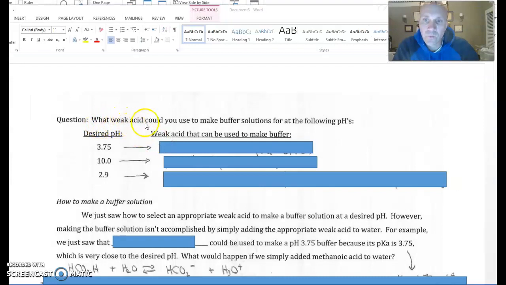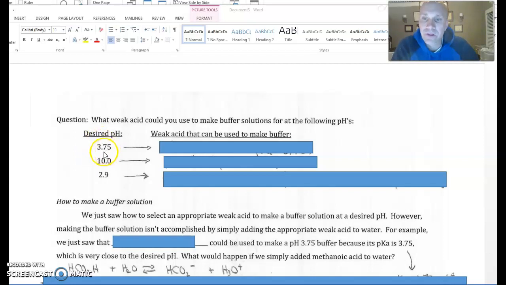So the question is, what weak acid could we use to make buffer solutions at the following pHs? All right, so let's say that we wanted to make a solution that had a very stable pH of 3.75, something that if you made it, if you added a drop of HCl, its pH wouldn't drop that much. Or if you added a drop of NaOH, a strong base, its pH wouldn't rise that much. All right. Well, to figure out how to make this buffer, we need to identify the appropriate weak acid that you could use to make that buffer solution.